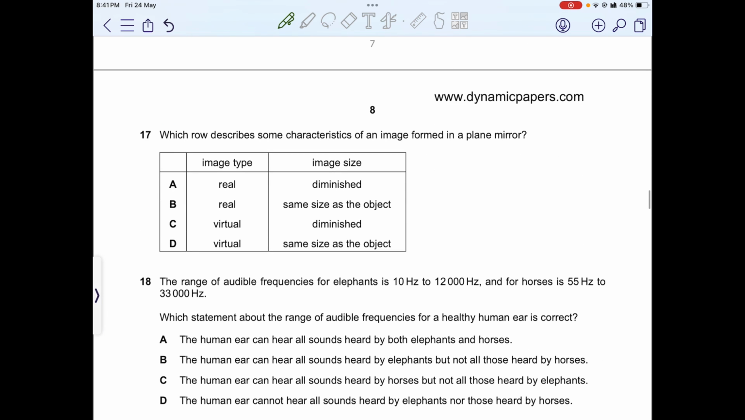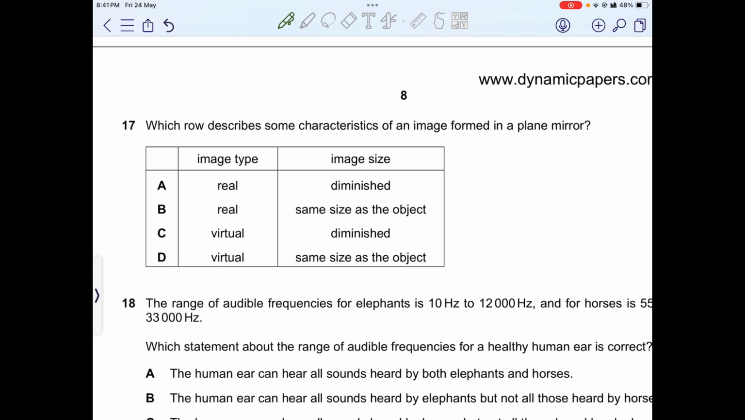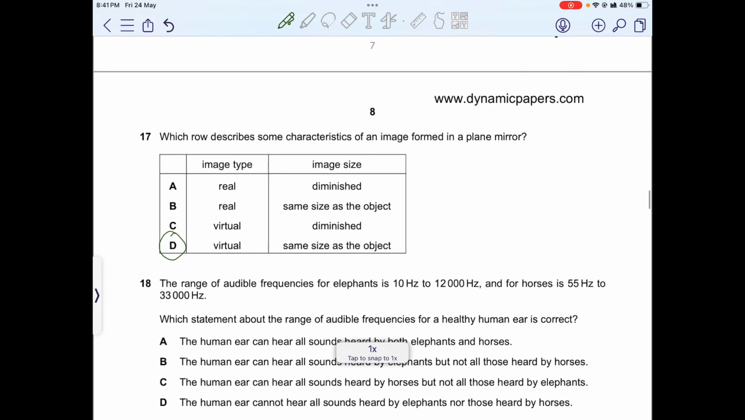The next one asks which words describe the features of an image which is formed by a plane mirror. Now, a plane mirror always gives you a virtual image which is the same size as the object. This is a property which I've learned.